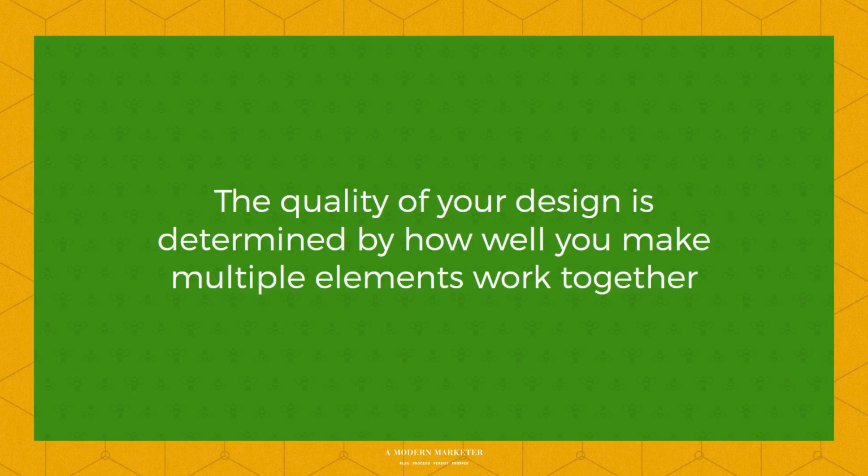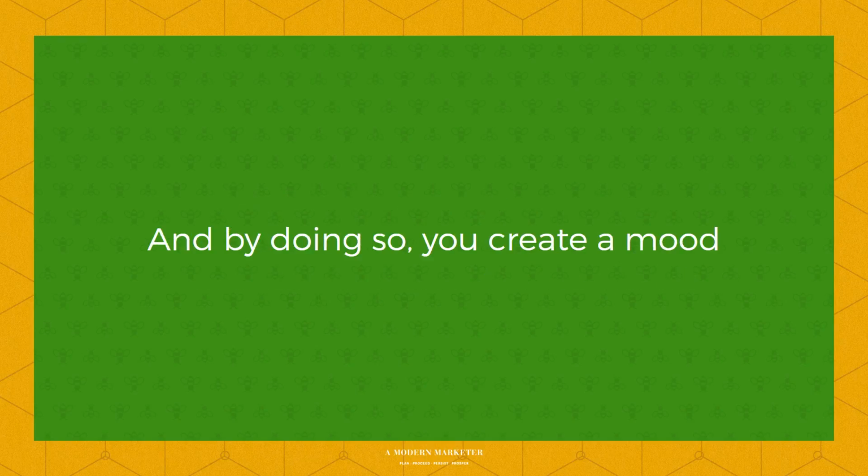Like I said before, the quality of your design is determined by how well you make multiple elements work together. I kind of explained that with this PowerPoint presentation, how I got the patterns and the textures to work together, as well as the different shapes, right? By doing so, you create a mood, you create a feel, you create a theme. What is the theme of this PowerPoint presentation? For some weird reason, I chose a bee theme. So it's bee. There's bee stuff everywhere, right?